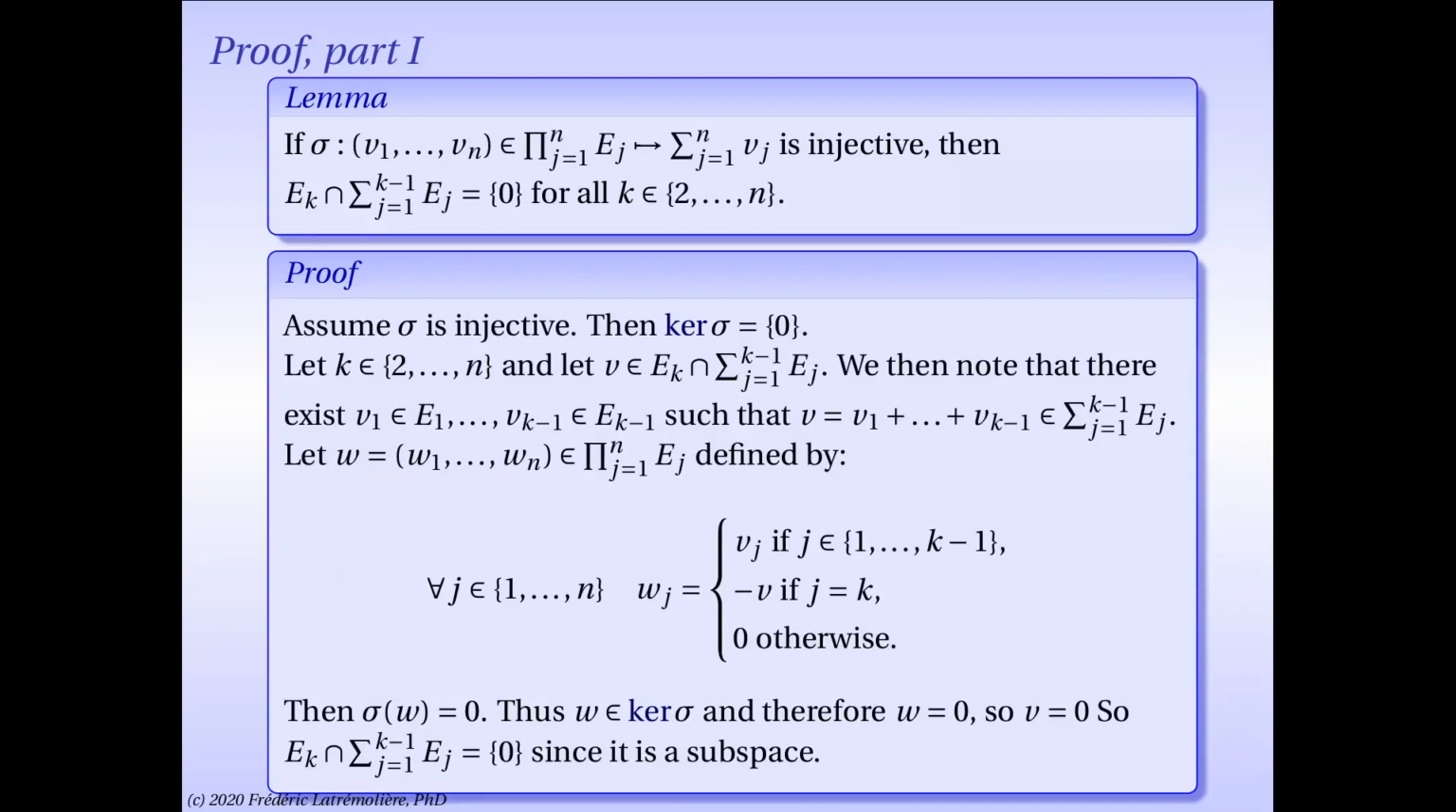So indeed, we've shown that the intersection of the subspace Ek with the sum E1 plus E2, etc. plus E(k minus 1) must be contained in the singleton 0. Any element in there is 0, if there is any. But there is, of course, the vector 0 in that intersection, because it is in fact a subspace, as an intersection of two subspaces. And therefore, we have concluded our lemma.